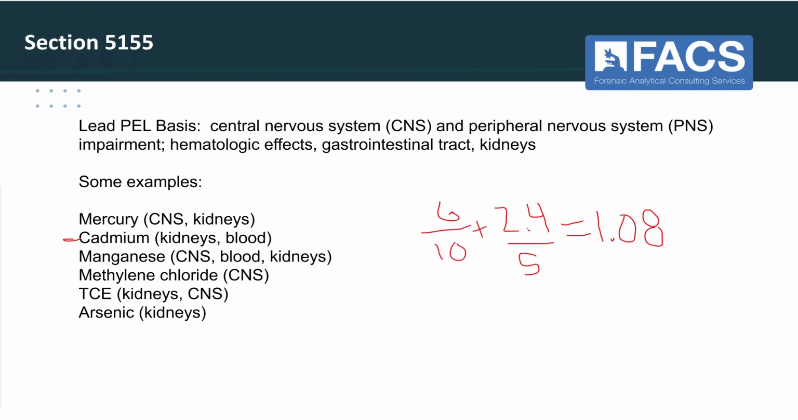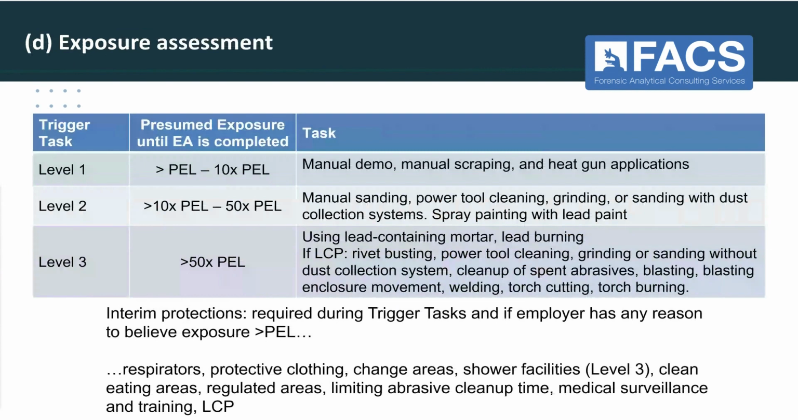For level 1, manual demolition. If you're doing manual demolition and there's any amount of lead in the materials that are impacted, you're required to presume that employee's exposure is going to be above the PEL, which means that person has to be in a respirator, they have to have the proper training, they have to have a compliance plan. If they're going to be in a respirator, they've got to have medical clearance, they've got to have fit testing, all of those things in order to start the job. You have to start by presuming that level of exposure. And then you can do an exposure assessment and downgrade to a lower level of protection if that's appropriate.